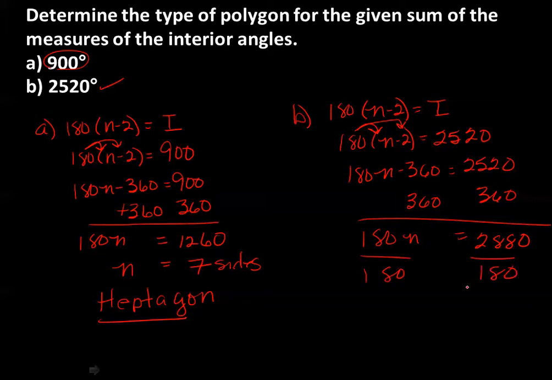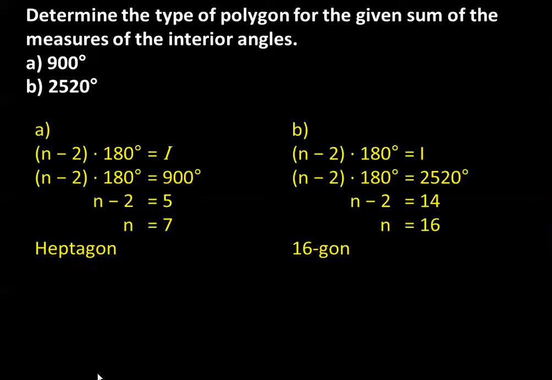I didn't show this step in the other one, but I hope y'all knew what was going on. So that's 16 sides. Oops, ran out of space. So that means it's a 16-gon. There's an official name for it, but they don't expect you to know them after dodecagon, which is 12-sided. And there's your answers. They did it a little differently. They divided both sides by 180 right here, and that's fine if you want to do it that way.